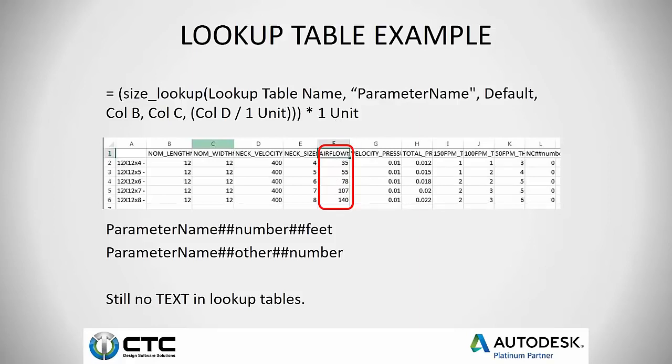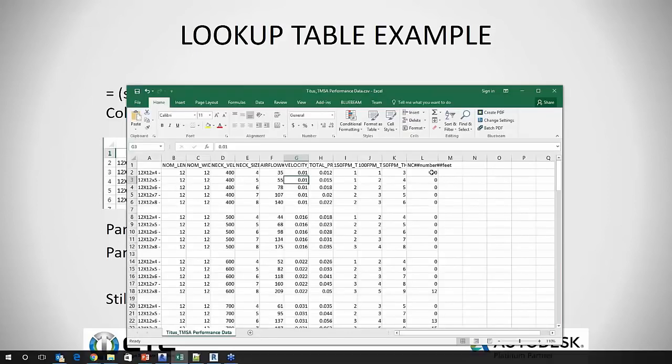The other thing you may have noticed is that we can use the column name, pound number, pound feet, to actually pull out numbers. The more accepted way of doing that is pound other pound number. And you'll notice I have not converted any of these yet. Like my noise criteria column is still pound number, pound feet. I'll get around to it.